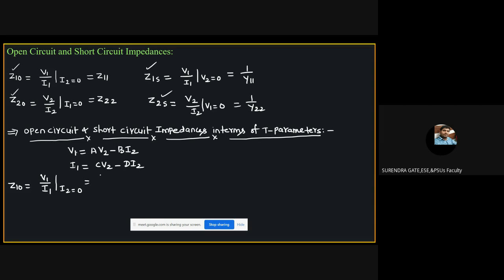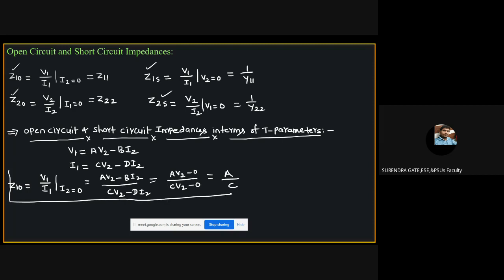What is V1 by I1? It is AV2 minus BI2 by CV2 minus DI2. But I2 is 0, so in this case you substitute I2 equal to 0: AV2 minus 0 by CV2 minus 0. Then what you can get is A by C. This is the open circuit impedance at port 1 in terms of ABCD parameters, the A by C formula.